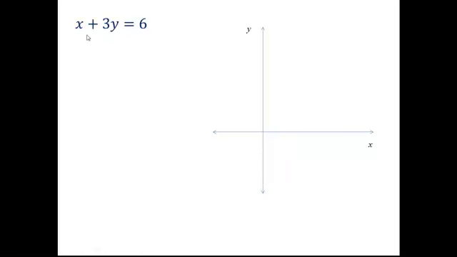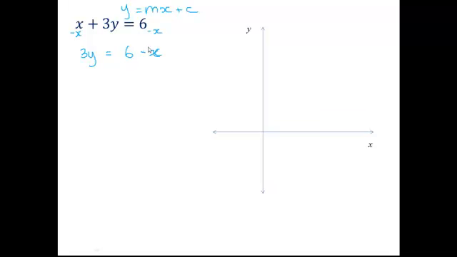Okay, last example. Now remember at the beginning I said that you always need to have it in the form y is equal to mx plus c. So in this case we don't have it in that form, so we're going to have to rearrange the equation. So the first thing I'm going to do is subtract x from both sides. So I end up with 3y is equal to 6 minus x.